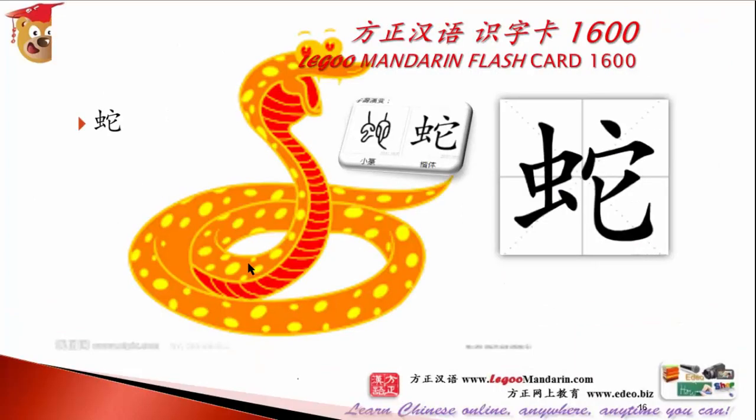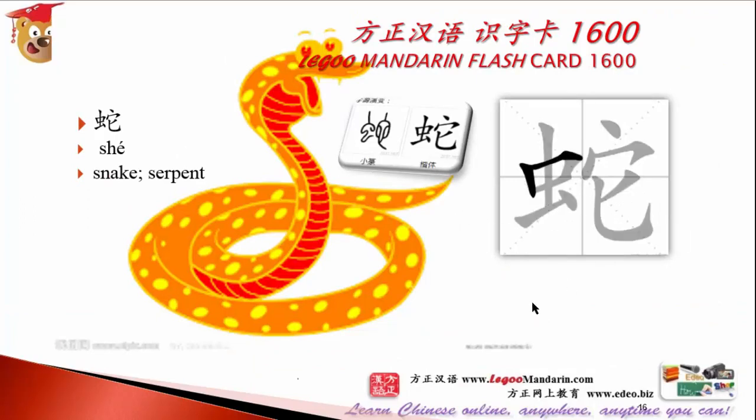蛇, snake, serpent. Left and right: the left is 虫, the right side is 它. Actually, initially 它 itself meant snake. Now we just add one more insect part. Of course, snake, insect.